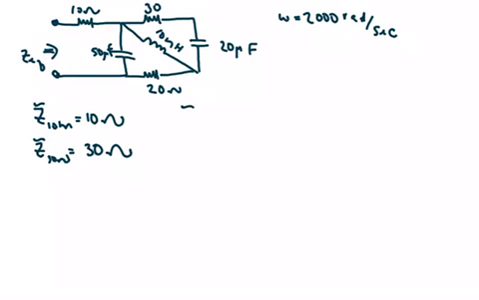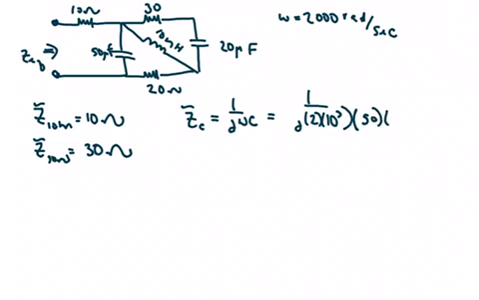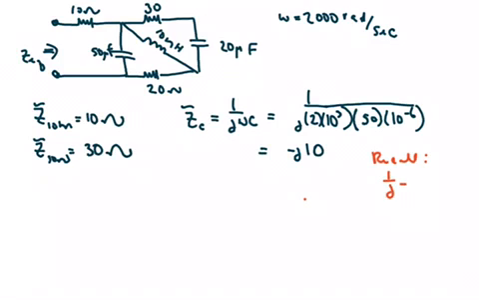Now for our capacitors, we know that ZC equals 1 over J omega C. So it's 1 over J, 2 times 10 to the third, and C is 50, 10 to the negative 6. So that comes out to negative J10. Remember that 1 over J is the same thing as negative J.